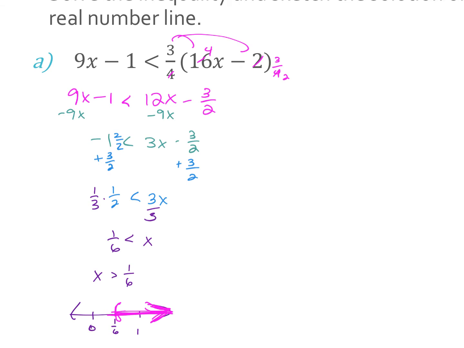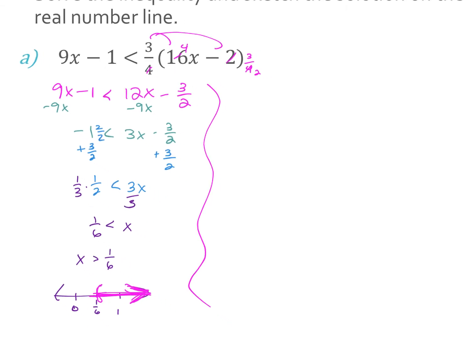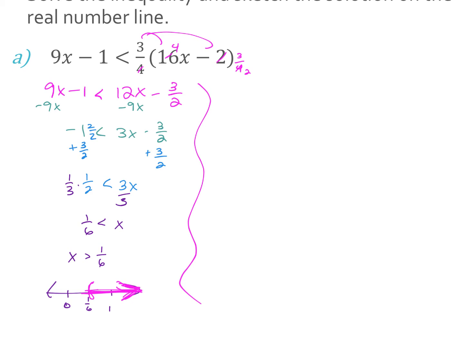How else could we have started it? I could have multiplied my entire inequality by 4, not equation. Bless you. So I would have gotten 36x minus 4. The 4 would cancel. 3 times 16x minus 2.